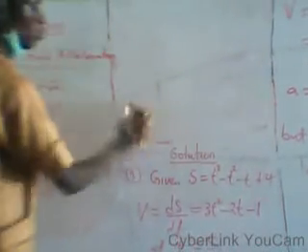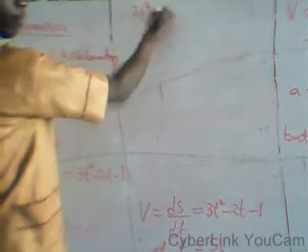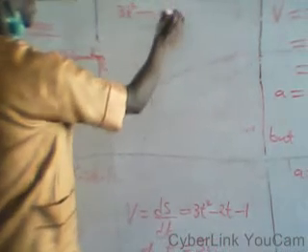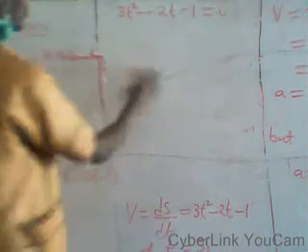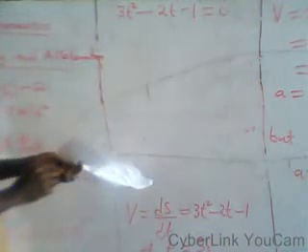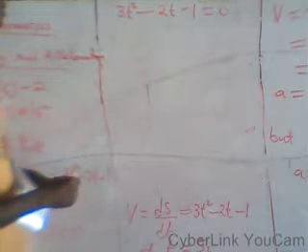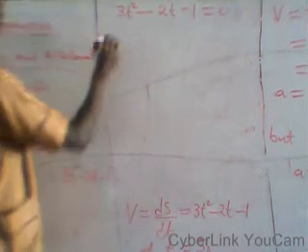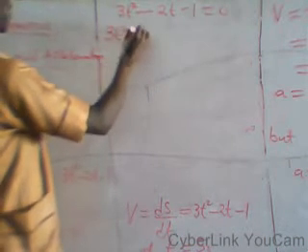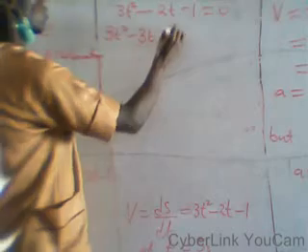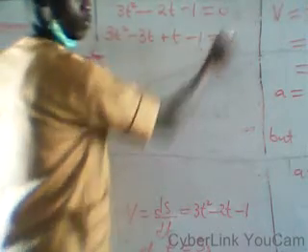Using any suitable method, but I prefer that we use the factorization method. So we have 3t squared minus 2t minus 1 is equal to 0. Take two numbers which, added together, give you minus 2, and when you multiply, you have what? Minus 3. And the numbers, of course, will be minus 3 and plus 1. So the factors are minus 3 and plus 1. So you have 3t squared minus 3t plus 1t minus 1 is equal to 0.